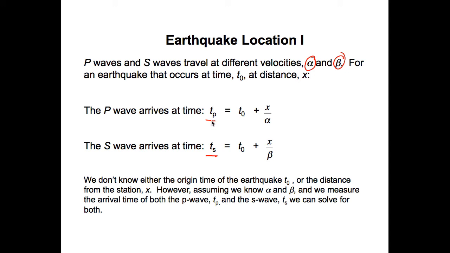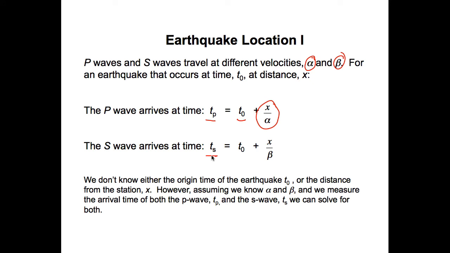The time that the P wave arrives is going to be the origin time of the earthquake, that is the exact time that the earthquake initiated, plus the extra time it took for the wave to propagate to reach us, and that's this term here. So if the earthquake origin is distance x from our seismograph, and alpha is the speed at which the wave propagates, this is the extra time it will take for the P wave to arrive at our station.